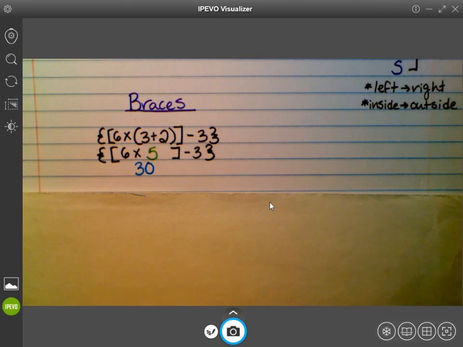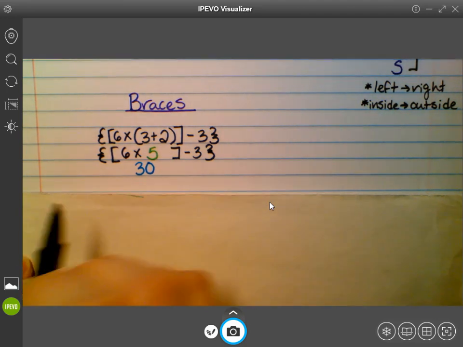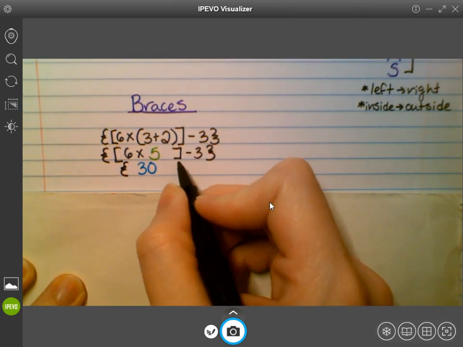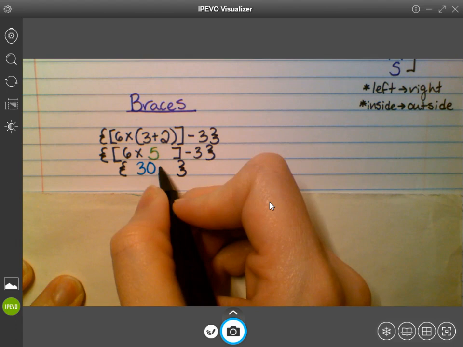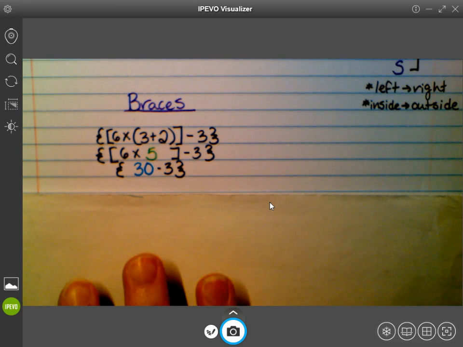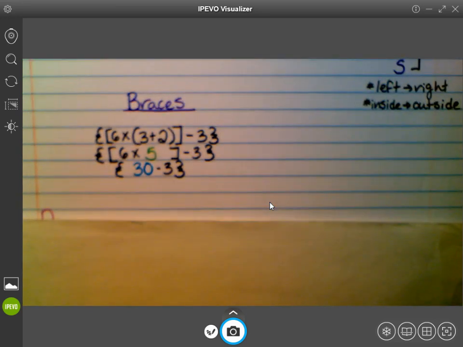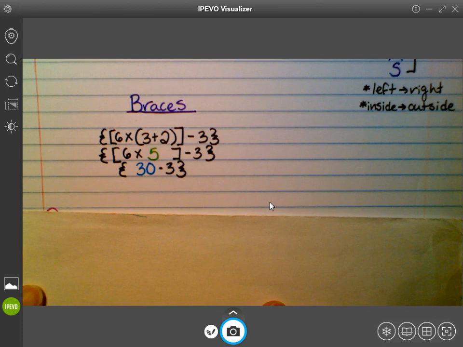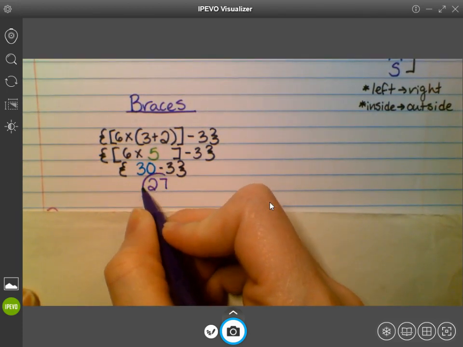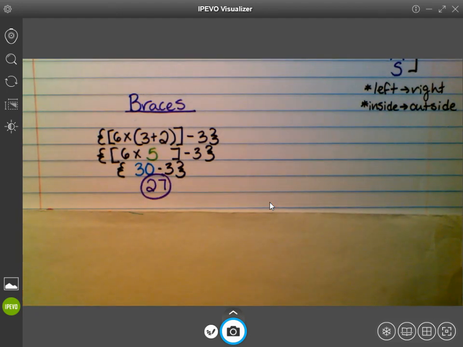Now, since I solved what was inside the brackets, I don't need to bring the brackets down, but I do need to bring down the braces, and the minus 3. So now, I just have 30 minus 3. On the count of 3, I want you to tell me what 30 minus 3 is. 1, 2, 3. 27. How many of you got 27 as your answer? Okay. How many of you made a silly mistake?